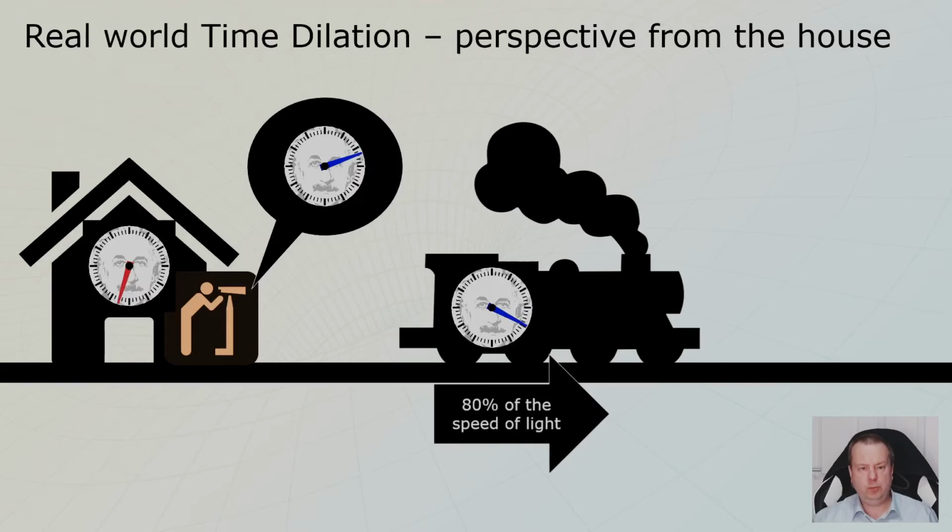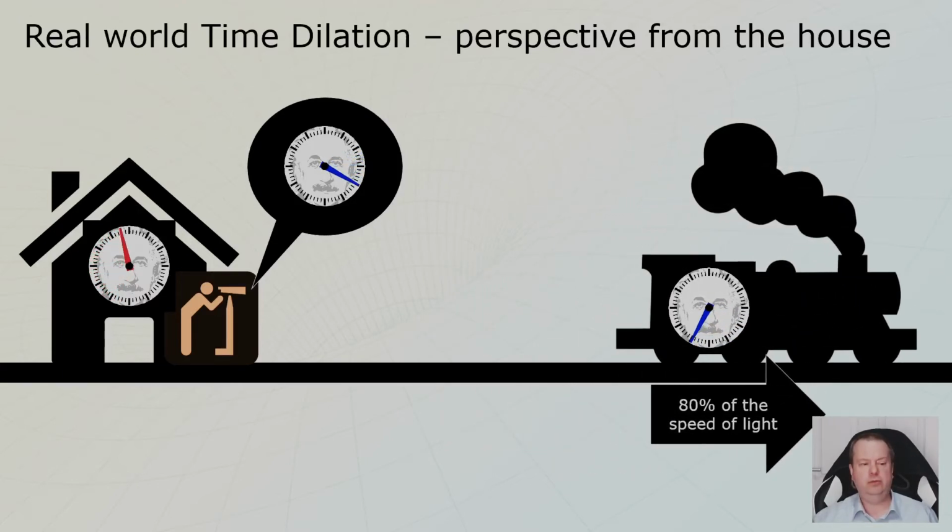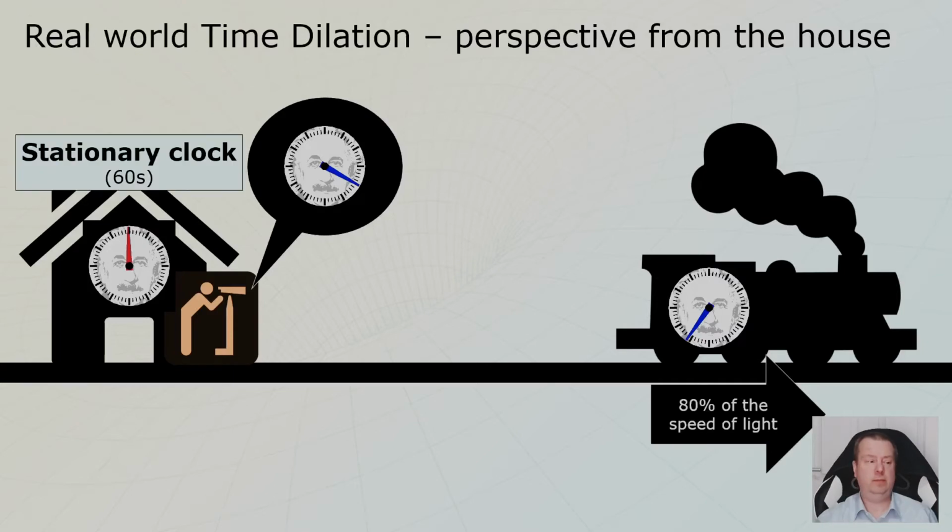So 60 seconds will pass on our clock in our house. Einstein tells us that 36 seconds will pass on the clock in the train. But when we look through our telescope, because of the time delay, we will see only 20 seconds have passed.